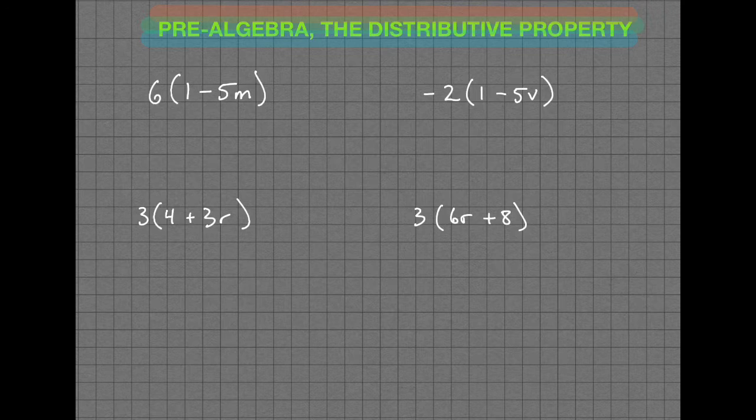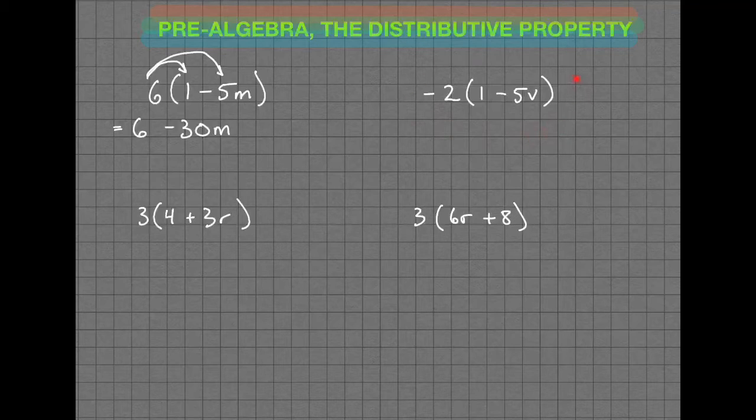Okay, let's go ahead and start with these 4. So let's start with this one up here at the top. So basically all we're going to do is distribute that 6 here and here. So you got 6 times 1, that gives you 6. And then 6 times negative 5m, that'll give you negative 30m. So there it is. Pretty easy, pretty simple, pretty quick.